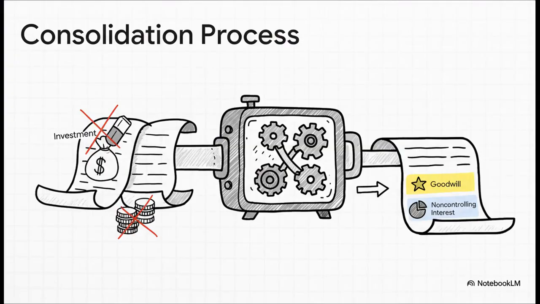So the process is kind of like weaving 2 financial tapestries together. First, accountants just add everything up, line by line. Assets, liabilities, revenues, you name it. Then they make some really important adjustments. For example, the parent company's original investment account gets removed because it's being replaced by the subsidiary's actual assets and liabilities. Then goodwill and the non-controlling interest get reported as their own separate items, creating one seamless financial report.